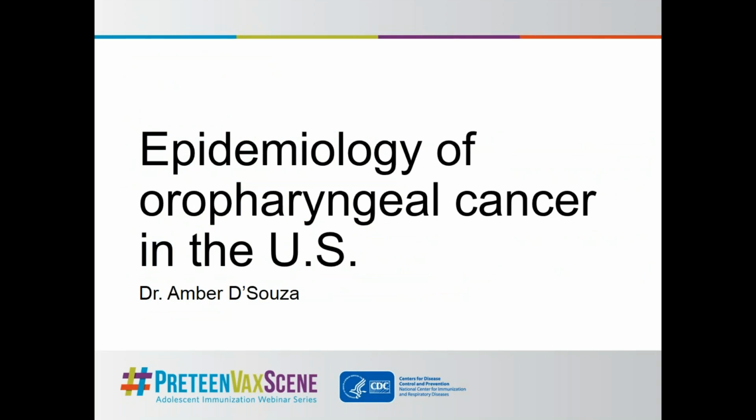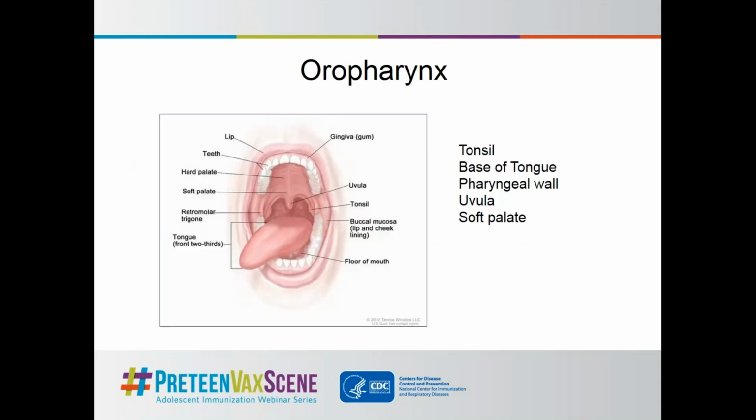So to begin with the epidemiology of oropharyngeal cancer, I'll be focusing today on sharing data from the United States. When we talk about oropharyngeal cancer, we're talking about cancers that are at the back of the throat and base of the tongue. So these are cancers in the tonsil, base of the tongue, pharyngeal wall, uvula, and soft palate.